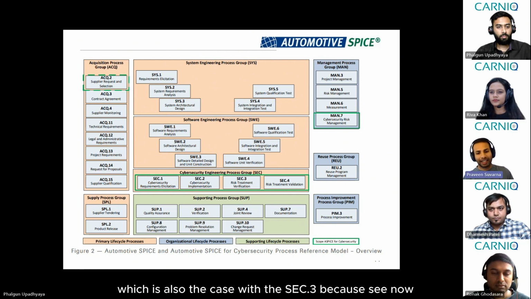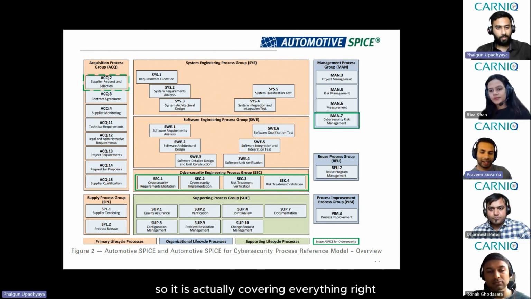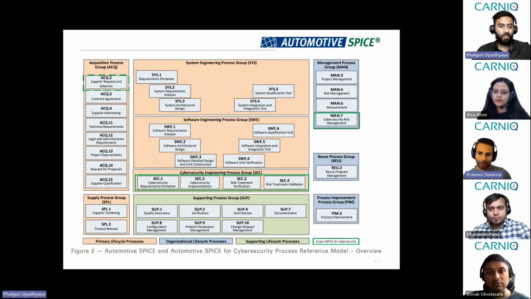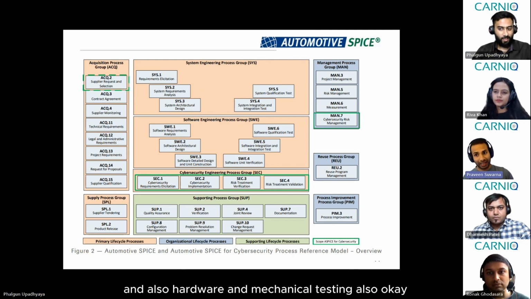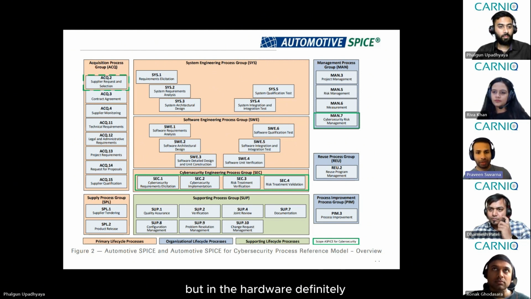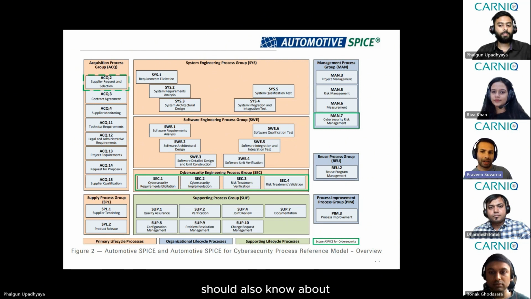That is also the case with SEC 3, risk treatment verification. What is it covering? It is actually covering everything, right? It is covering your SWE.4 to SWE.6, and also SYS.4 and SYS.5, and also hardware and mechanical testing. I don't know how much cybersecurity comes into play in the mechanical part, but in the hardware definitely. Again, when a supplier has to apply this standard, they also have to think about those parts. That is something somebody using the standard should know about.